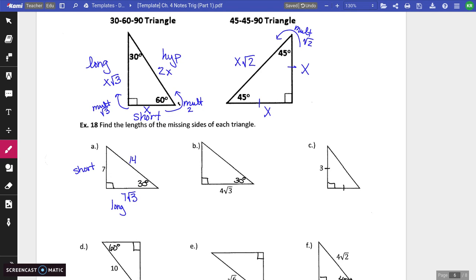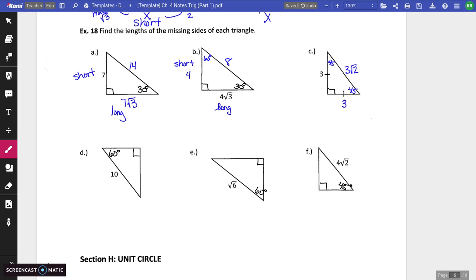On B, this time you have the long leg. The long leg is always opposite your 60-degree angle. The short leg is opposite your 30. So this time we're given the long leg, x root 3. If I want to go to the short leg, I divide by square root of 3. So the short leg will be 4, times 2, the hypotenuse is 8. On C, since you have two congruent sides, this is a 45, 45, 90. So if one leg is 3, the other leg is 3. Hypotenuse, 3 root 2.